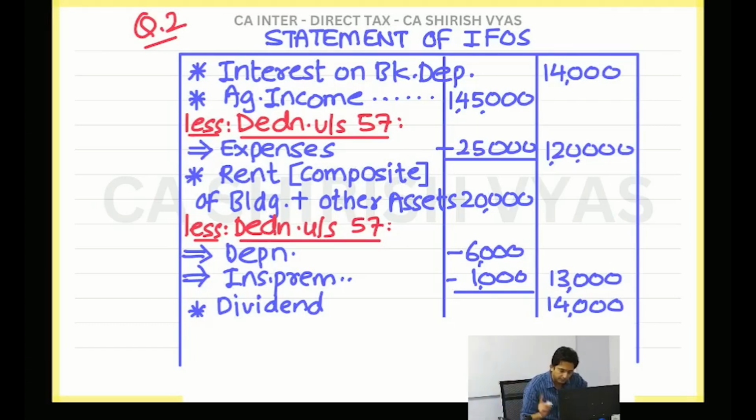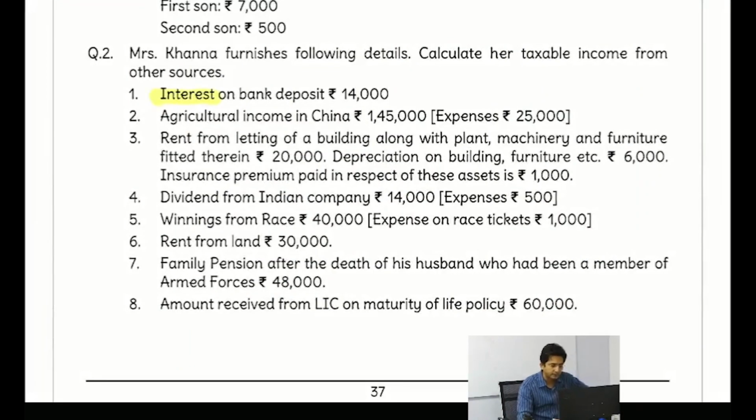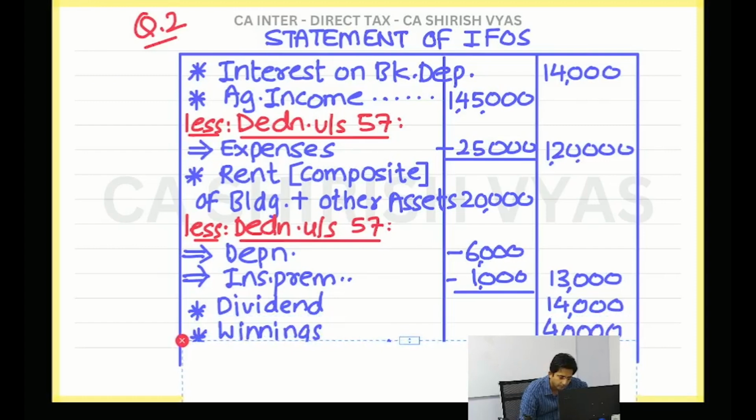Okay, then I wrote dividend income 14,000. Then after this, winnings. What did I say? Ignore the expense, because winnings don't come from expense. It is because of luck. It is not expense related, it is luck related. So ignore the expense. So winnings from horse race, whatever, just race, directly in the outer column it will come, 40,000, straight to the outer column, fully taxable.